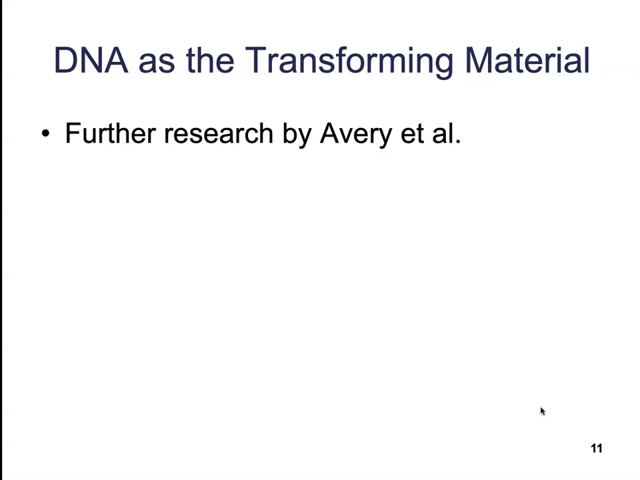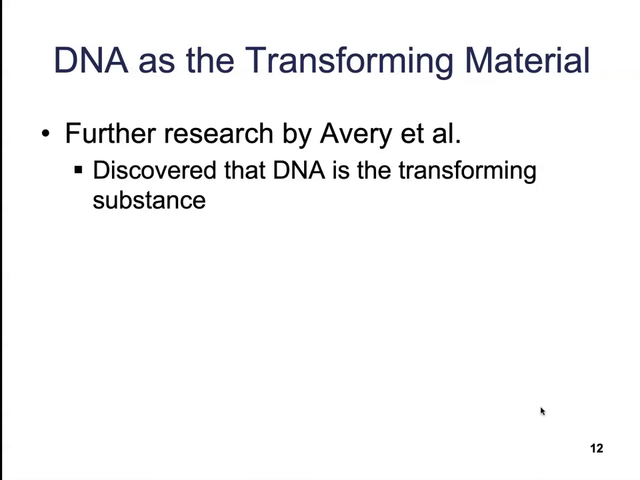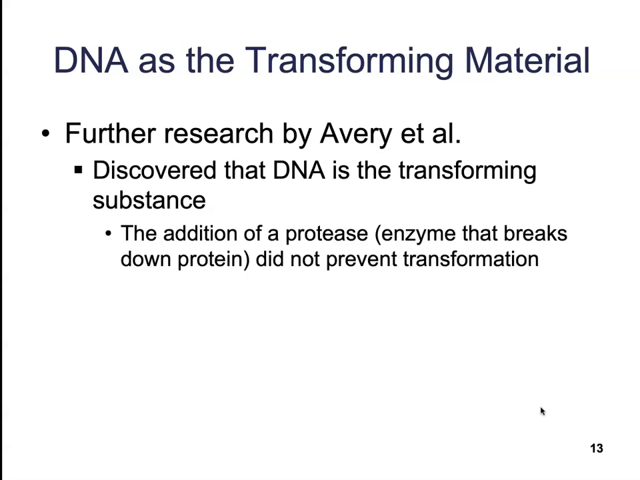But it wasn't until 1944, when a paper was published by a group of researchers, that DNA was found to be the transforming substance. The way they did this was by using proteases, which are enzymes that digest protein. Strains of bacteria that had been digested by proteases were still able to transform non-virulent strains. Strains that had been digested by DNase, the enzyme that breaks down DNA, lost their transformative abilities.